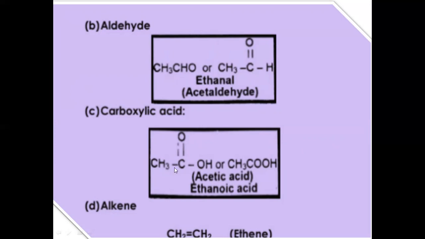Carboxylic acid needs carbon double bond oxygen with OH, meaning two functional groups are present, carbonyl as well as hydroxyl. We can also write this carboxylic functional group as COOH, and it is called acetic acid. And the IUPAC name for two carbon containing acid is ethanoic acid. Alkene, two carbon atoms having a carbon-carbon double bond, and as there are two carbon atoms, so eth from ethane, and the ane of the alkane is replaced by ene. So ethene is the name of this compound.